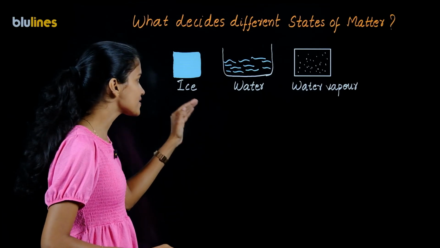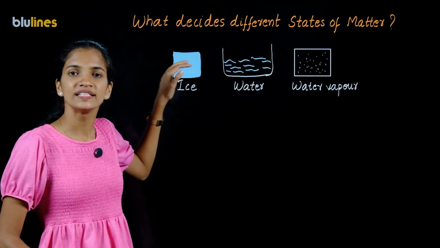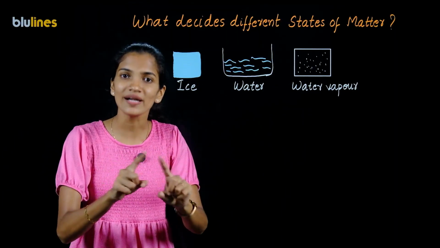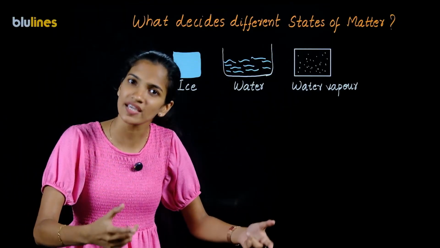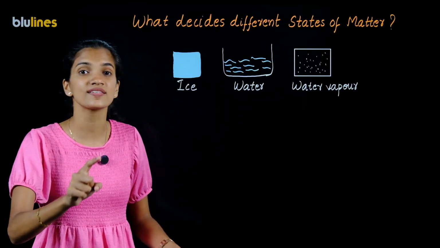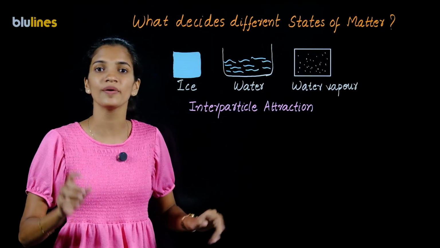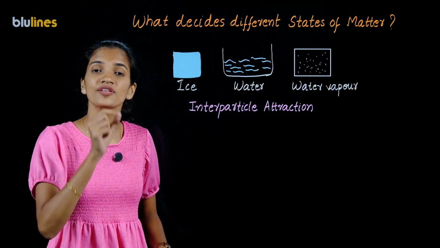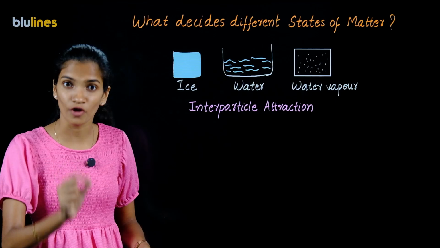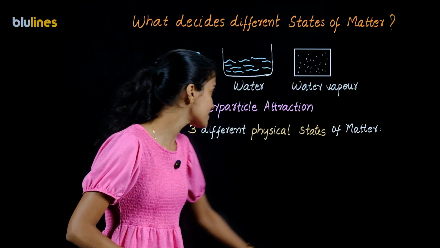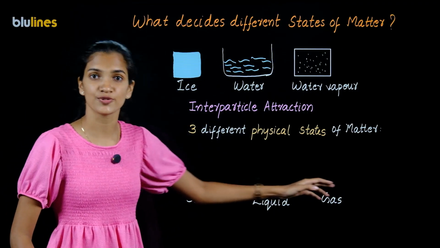Now consider an ice cube, water taken in a beaker and a water vapor trapped in a container. As you know, three of them are exactly the same thing but existing in three different forms. All the three contain H2O molecule but they are existing in different forms, and the reason why they are existing in different forms is that the interparticle attraction experienced in three of them is different. And as a result of this interparticle attraction, everything is existing in different form, and those different forms shown by matter are known as the three different physical states of matter, and they are solid, liquid as well as gas.